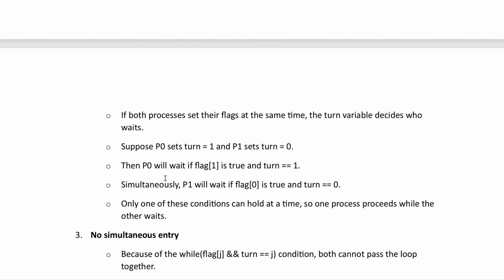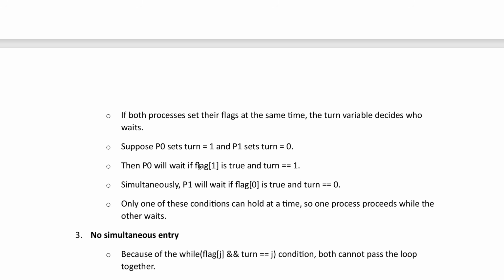As you can see here, suppose P0 sets turn equal to 1. It means it is the turn of process P1, and P1 sets turn equal to 0. So P0 is saying it is the turn of P1, and P1 is saying it is the turn of P0. That's why both processes cannot enter their critical section simultaneously. In this manner, mutual exclusion is guaranteed.